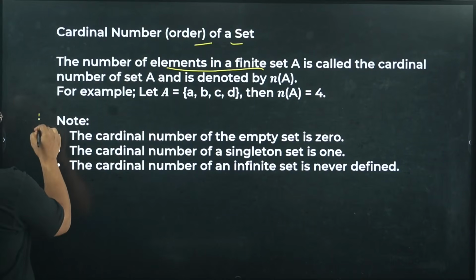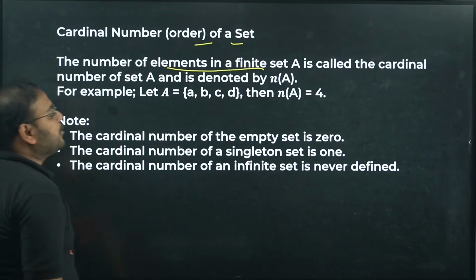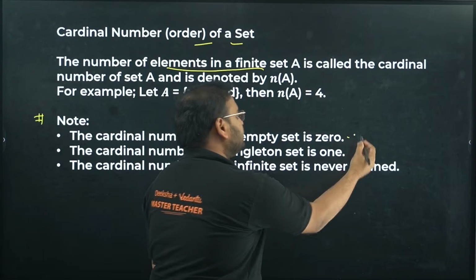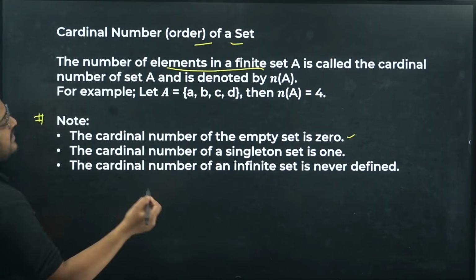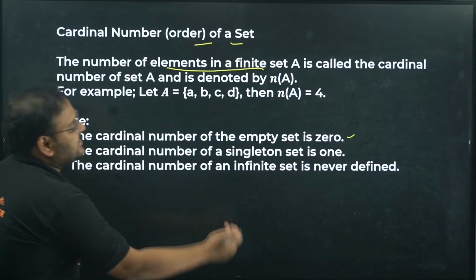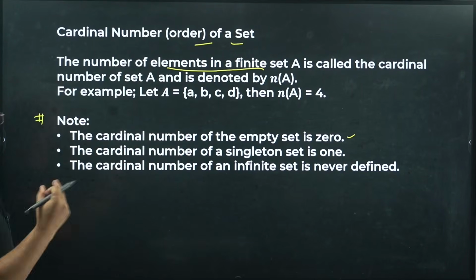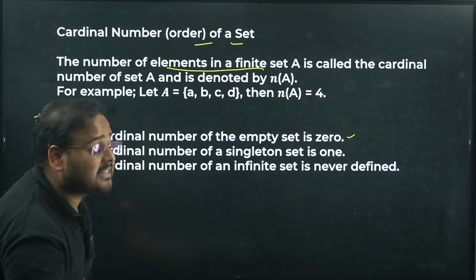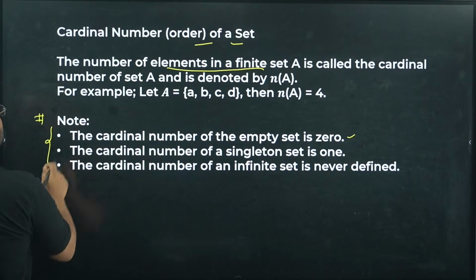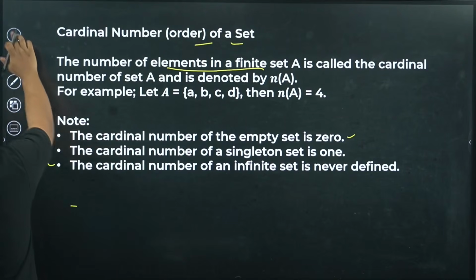Let's look at some notes. The cardinal number of the empty set is always 0, and the cardinal number of a singleton set is 1, and the cardinal number of an infinite set is not defined because we cannot define any number. We cannot associate a number of elements with an infinite set, sir. So these are pretty obvious notes, but I'm just making a point of it for all of you.